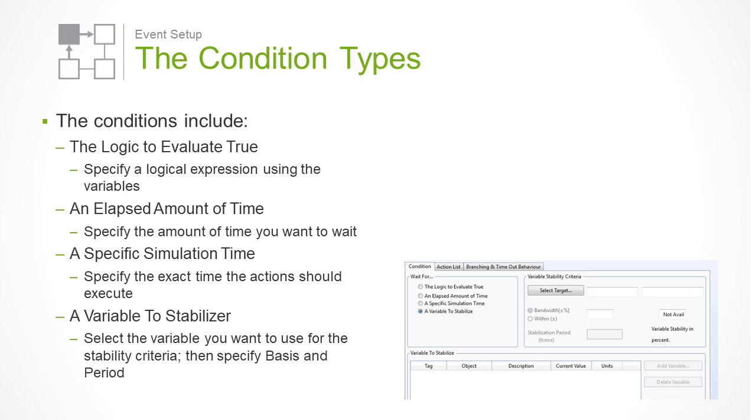If we select the Variable to Stabilize option, we should click Select Target first. From the Variable Navigator, select the variable that you want to use for the stability criteria. Then specify the following information: basis for calculation, bandwidth for the basis, percent or absolute, and period that the variable must be within the bandwidth, the stabilization period.